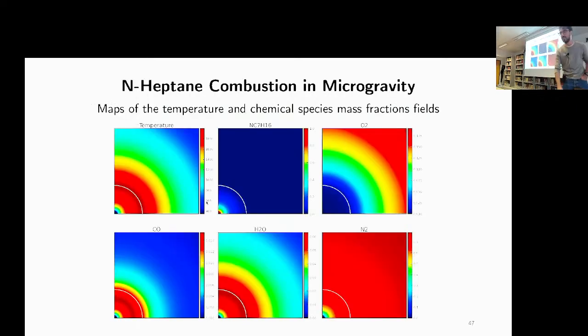So the first test case is to test the convergence of the model. We have the combustion of normal heptane in microgravity condition. From the temperature, you can see that the droplet is very small, the white line is the flame front, and the temperature essentially shows you the flame profile. The normal heptane, this species here, evaporates, and it's present, of course, on this side of the flame front. It reacts with oxygen, creating CO, water, and nitrogen is the inert for this simulation. So the qualitative behavior is correct.